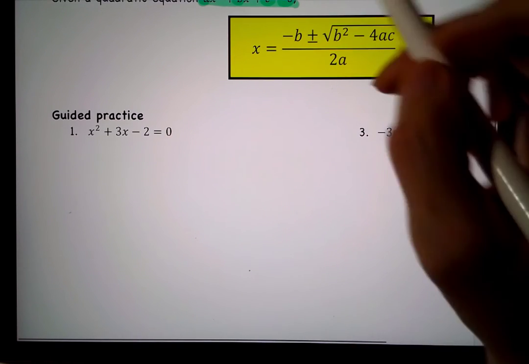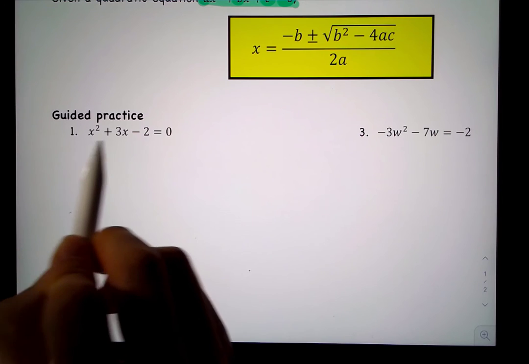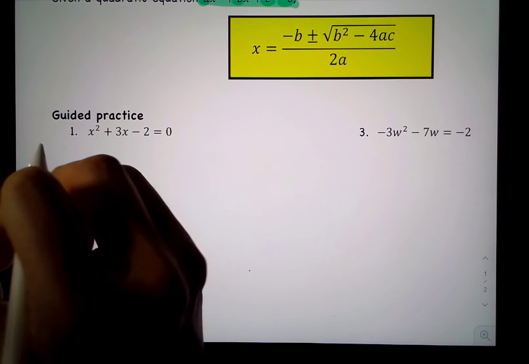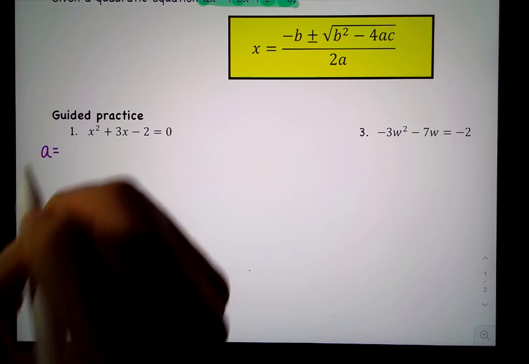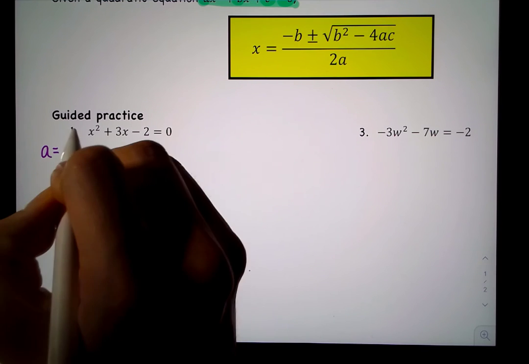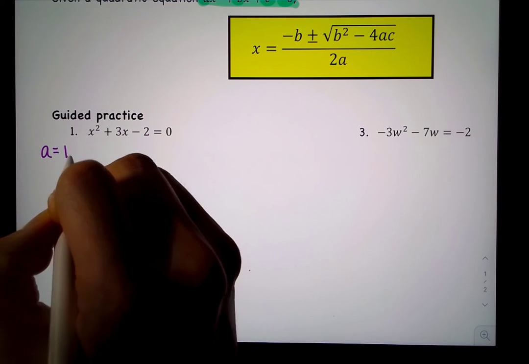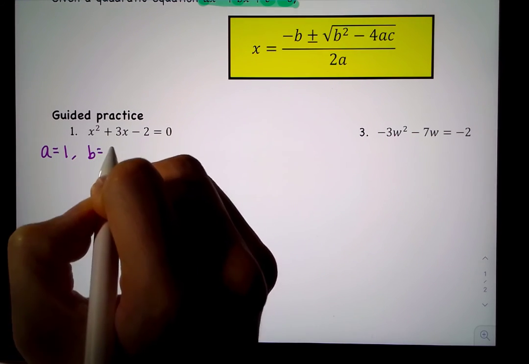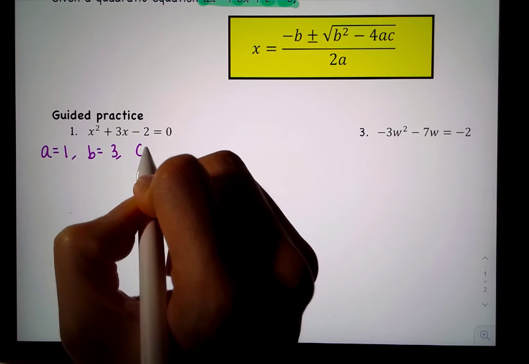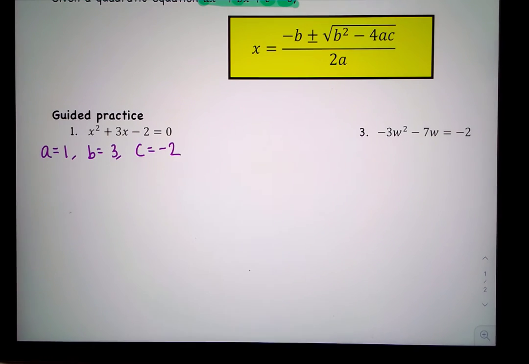All right? So let's try it. So look at this one. Look at this. Then tell me. First you need to figure out your a, b, c, right? My a is nothing here, so 1. My b is 3, and my c is negative 2, right?